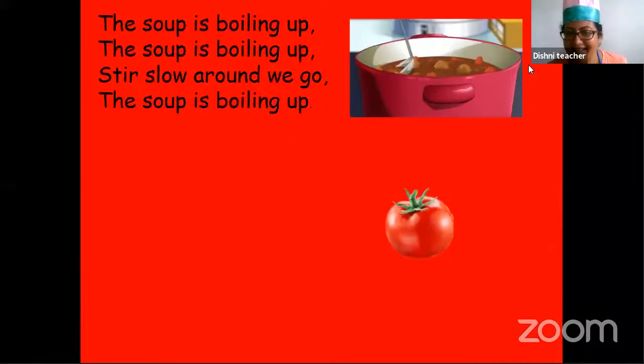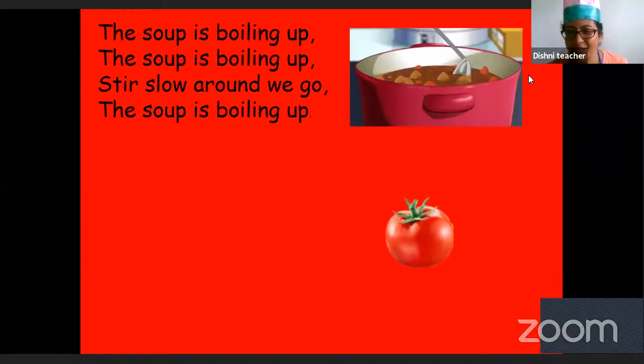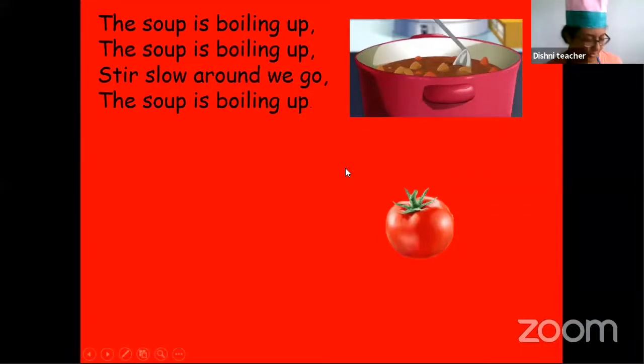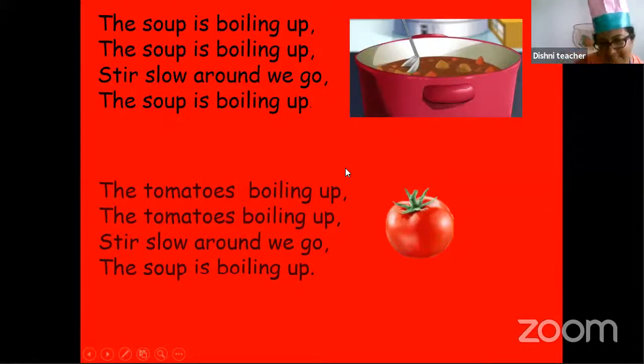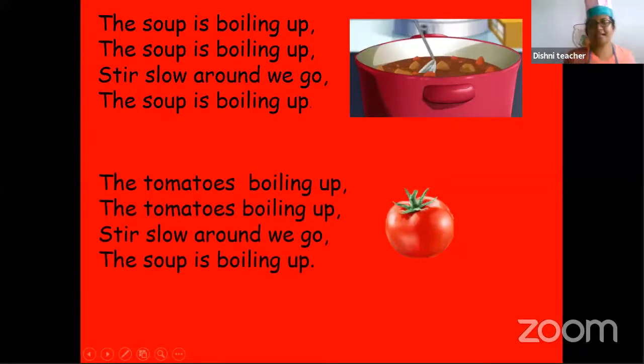Now here again we are going to sing the song. Okay. Who wants to sing this song? I know all of you want to sing this song. Shall we sing? Now this time you have to do the actions. I'm going to play the guitar, right? Are you ready? Now stand up. Okay, now you have to do the actions like this. Soup is boiling up and stir like this, right? Shall we start?